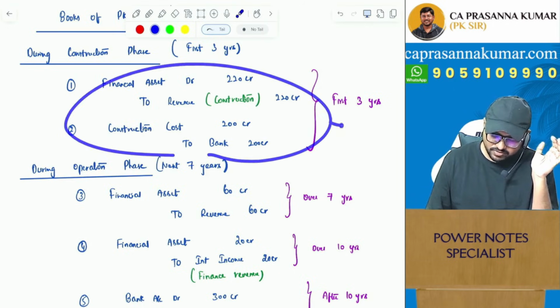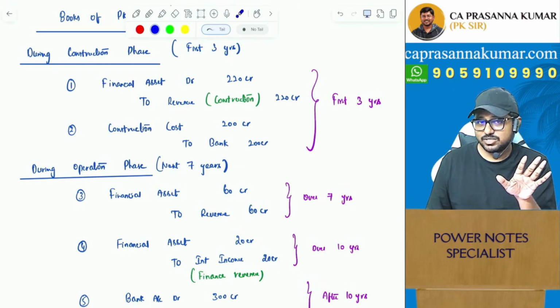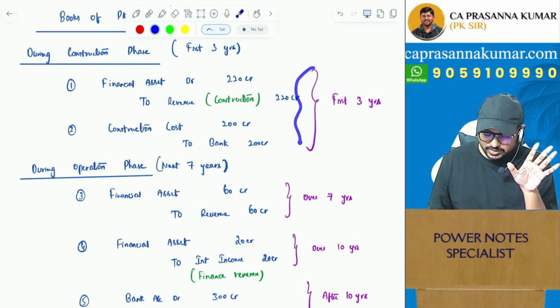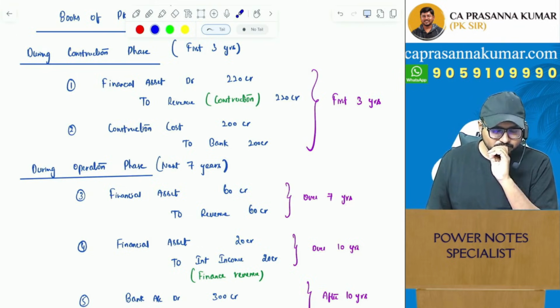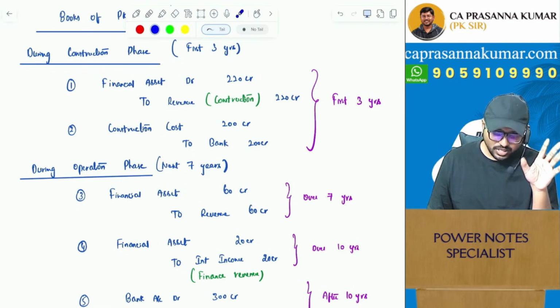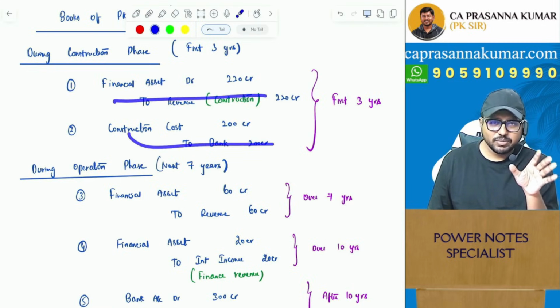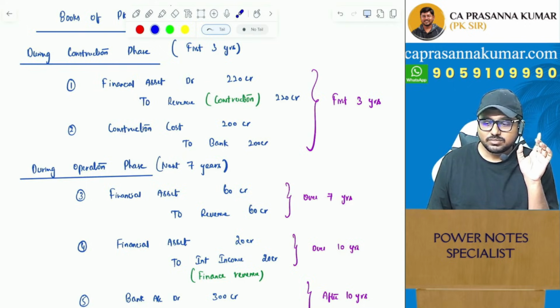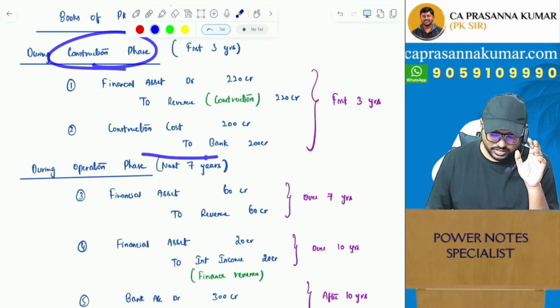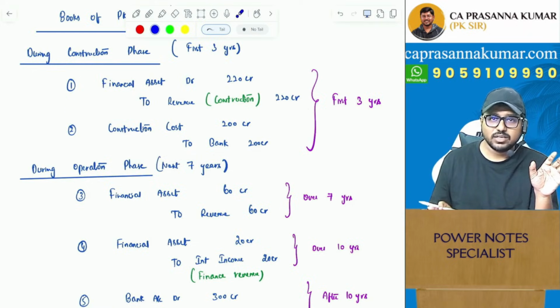This will happen in the first 3 years. These are not yearly entries. Please try to understand. That is the reason I've specifically put a flower bracket over here and written 3 years. Got it? Don't arrive at the conclusion that these entries belong to a particular year. No. These entries are for all the 3 years put together. Clear? During the construction phase, these entries relate to the construction phase in totality.